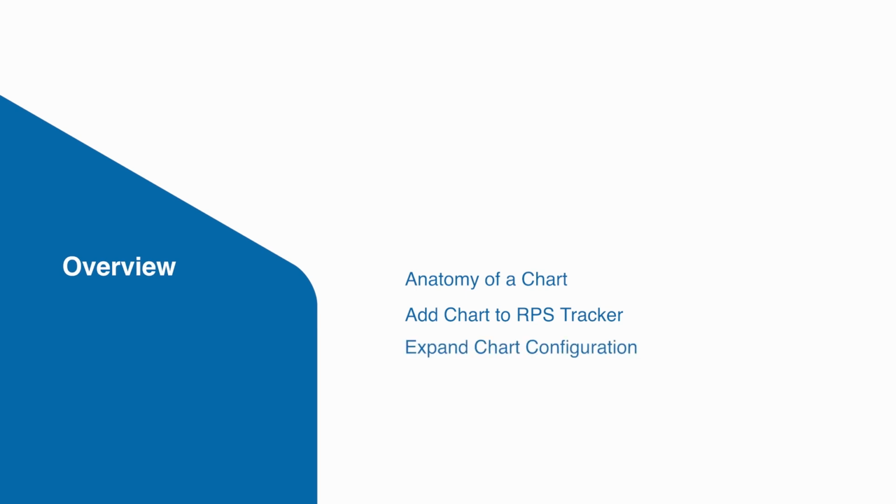We'll start off by taking a look at the anatomy of a Kendo chart. Then we'll dive right in and add a chart to the RPS dashboard as per the new requirements for visualization. We'll configure the chart from its simplest form to more complex dynamic configuration options with inline components and directives.